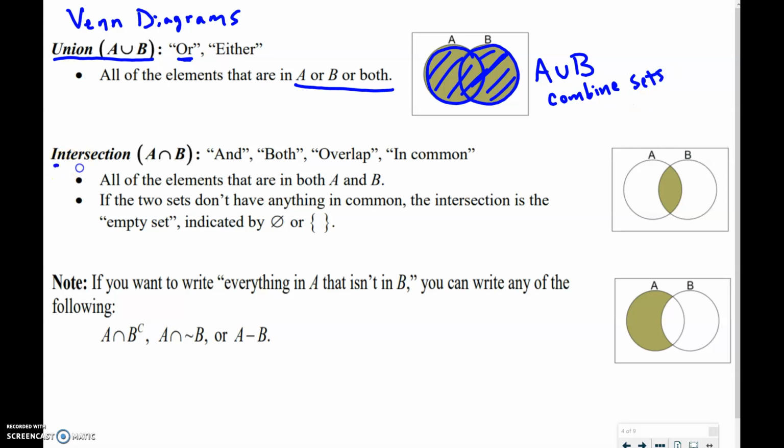On the other hand, intersection, and the notation we're going to use is the upside down U. Notice it right there, upside down. That's A intersection with B. So this is a picture of A intersection with B.